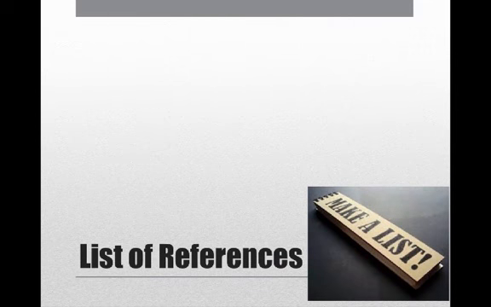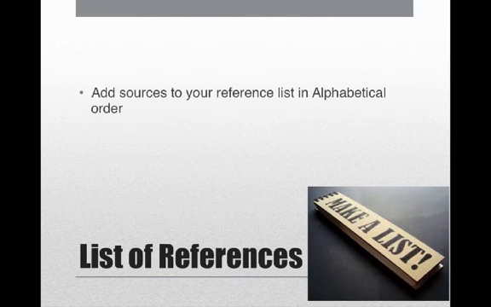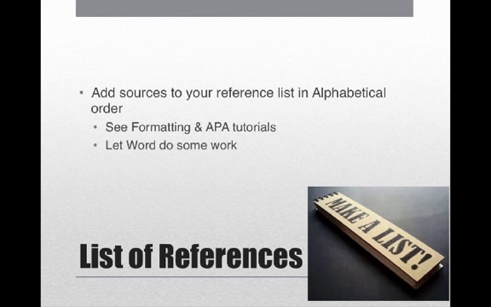As I mentioned a second ago, you're going to need to add any sources you use for an essay to a list of references at the end. This is usually a list in alphabetical order, either by author or by title. If you want some tips on what that list should look like, then you should see our formatting tutorials and our APA style tutorials for all the details. And be aware that you can let Microsoft Word do quite a lot of the work.